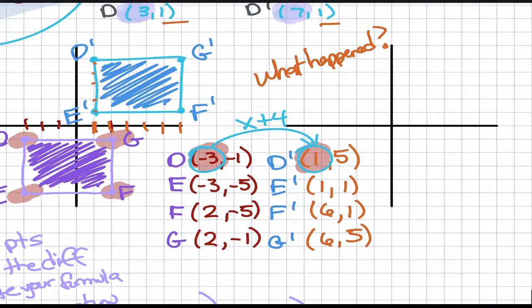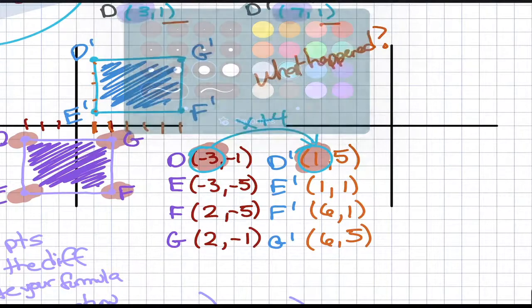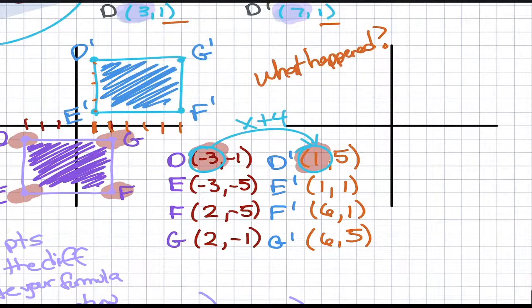Let's see if that proves true for every single point, because it must for translation. If you add 4 to -3, do you get 1? Yes. If you add 4 to 2, do you get 6? Yes. So this part is good to go. Our x plus 4 is indeed the x part of this.